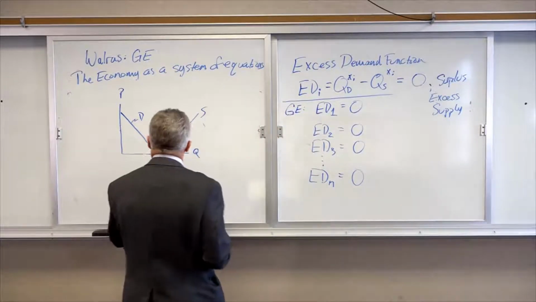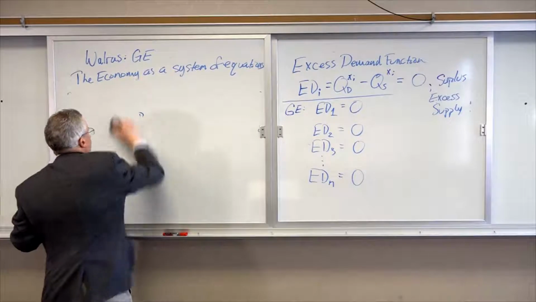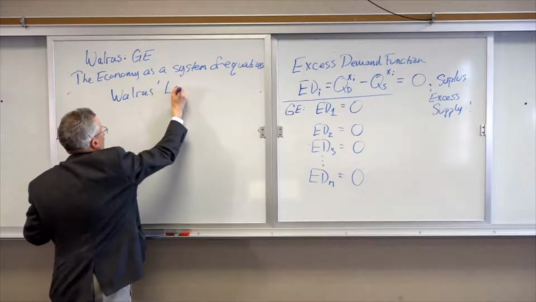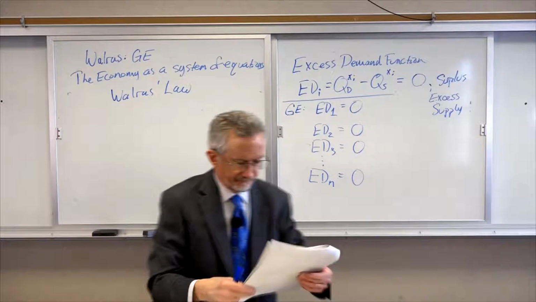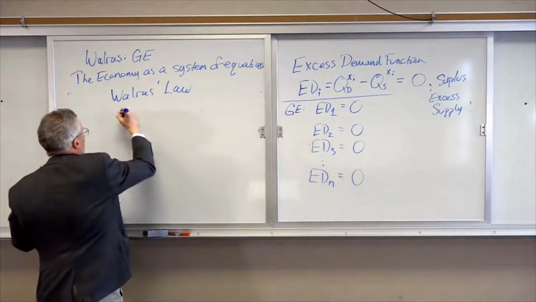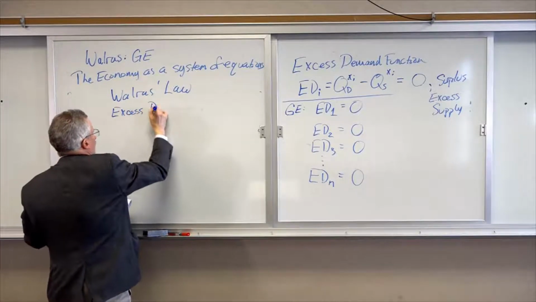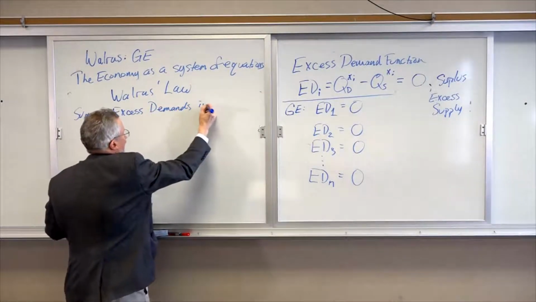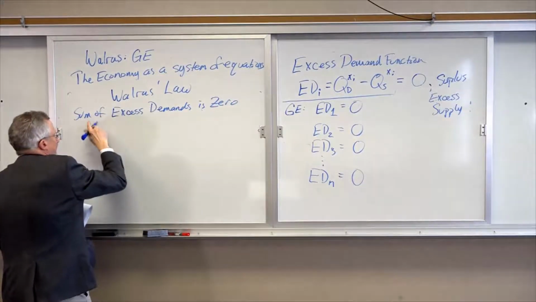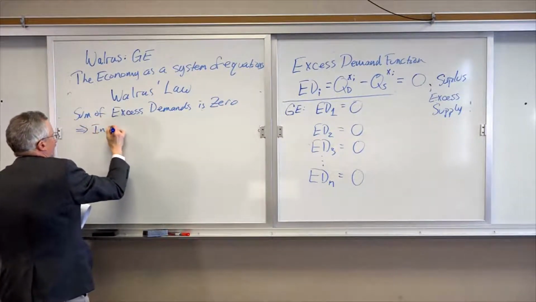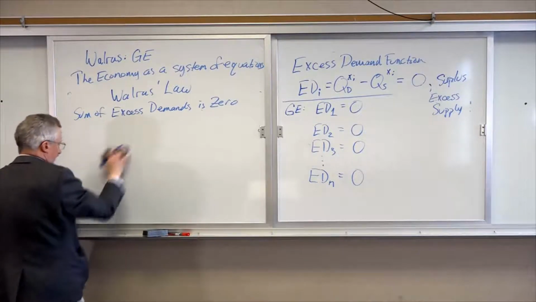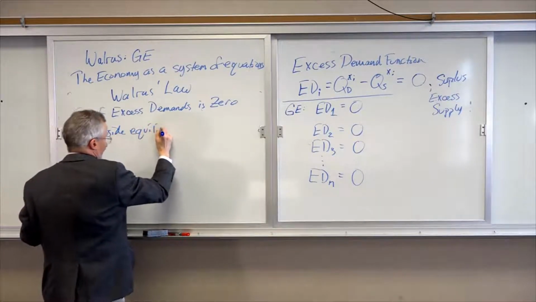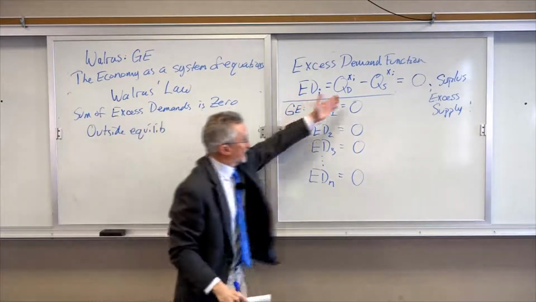In fact, I'd best write that down. Walras' Law is that the sum of the excess demands is zero, and therefore, we already know that. That means that in equilibrium, they're all zero.